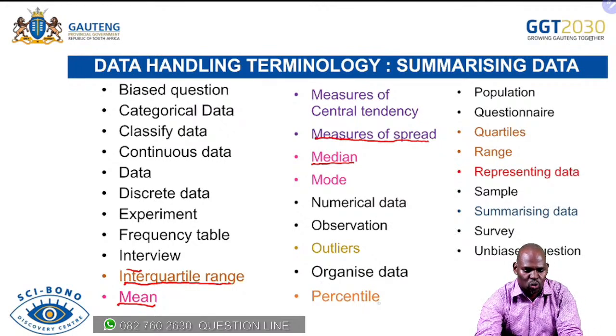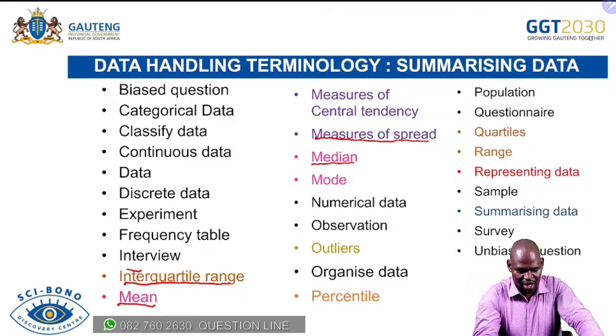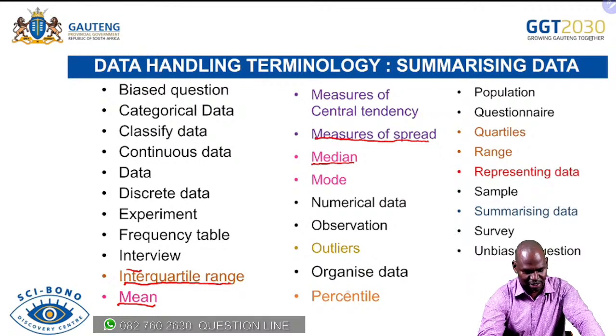Right, then the next one, percentile. A percentile, in other words, divides values into 100 equal values. So that is a percentile. A percentile divides a set of data into 100 equal values.